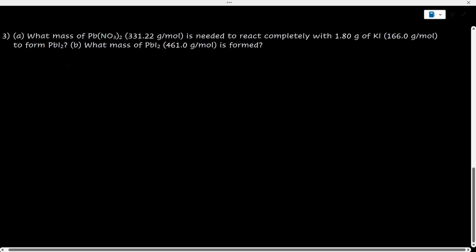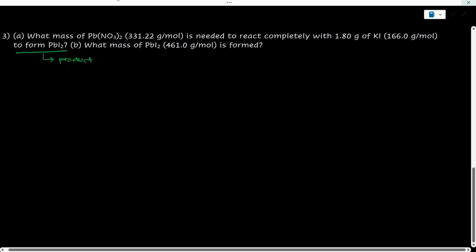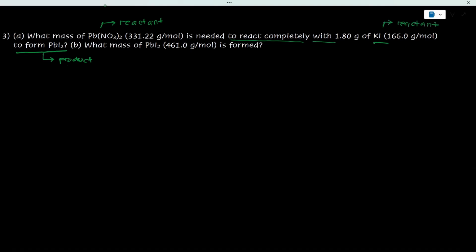Okay, for the last question, number 3. What mass of PbNO₃ is needed to react completely with 1.80 grams of KI to form PbI₂? What mass of PbI₂ is formed? So first, let's identify which ones are the reactant and product. Clue here, to form PbI₂. So obviously, this is our product. Next, mass of PbNO₃ needed to react completely with KI. So we want to react KI with PbNO₃. So this one is a reactant, as well as KI. After that, the next step would be to create a balanced chemical equation.